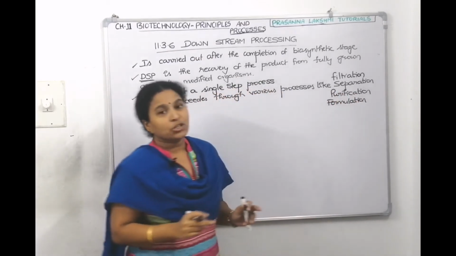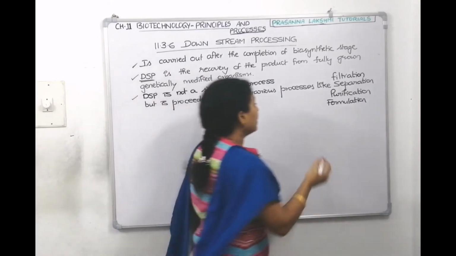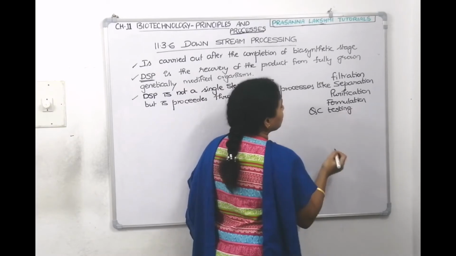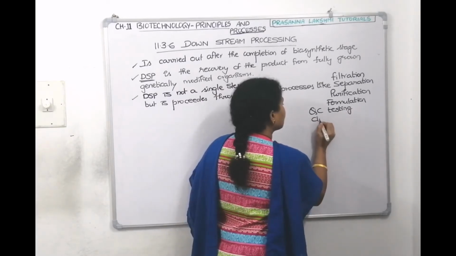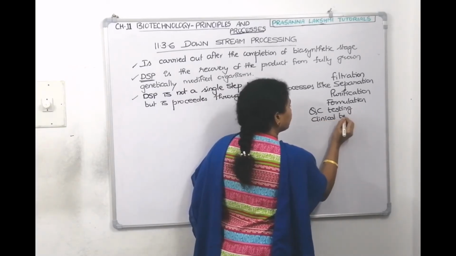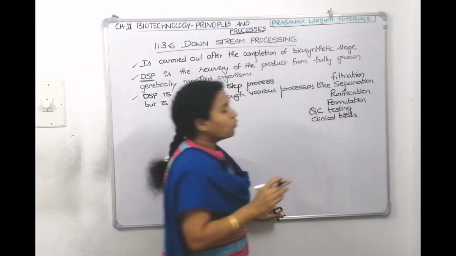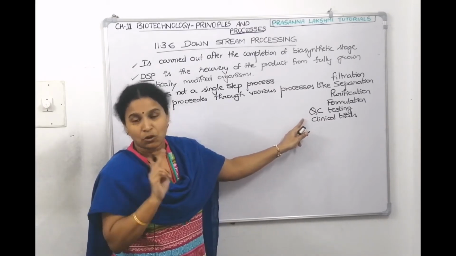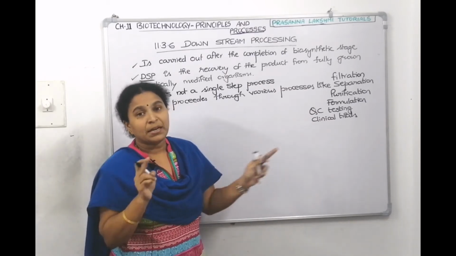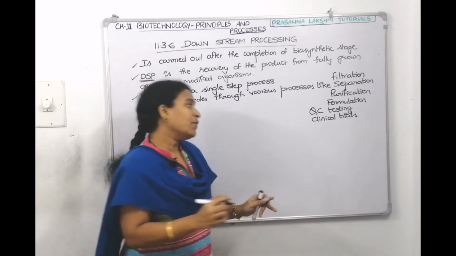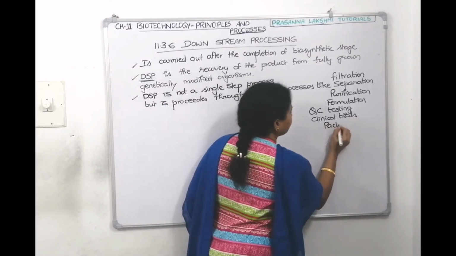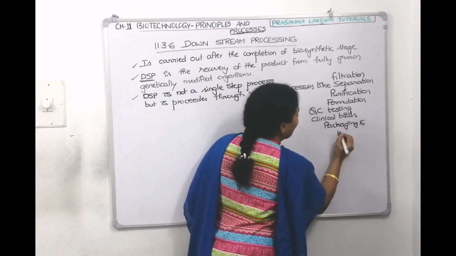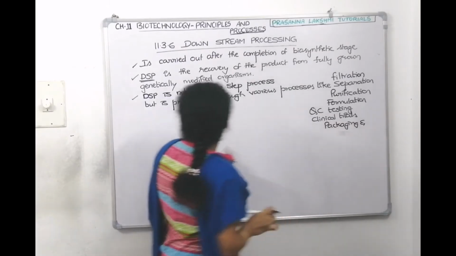After formulation, we'll go for quality control testing, right? QC testing. After QC testing, we'll go for clinical trials in animals. After QC gives a certificate that it has passed all the QC tests and the clinical trials are completed, then we will pack it. Packaging and marketing. Of course, marketing doesn't come under downstream processing.